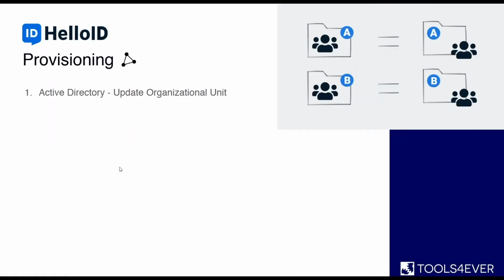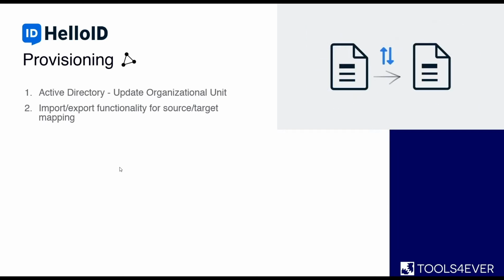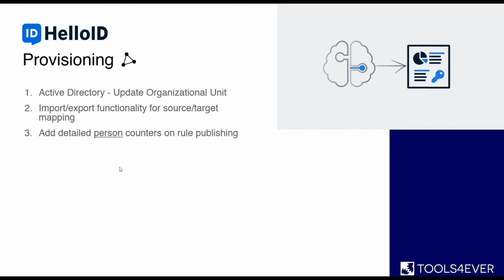The first item is now you have the option to move a user to the correct organizational unit if that user is updated. If that user has a change in the department or job title, HelloID will move it to the corresponding OU. We also made it easier to install a source and target connector by importing and exporting the mapping information. We have 2 new items concerning the rule publishing.